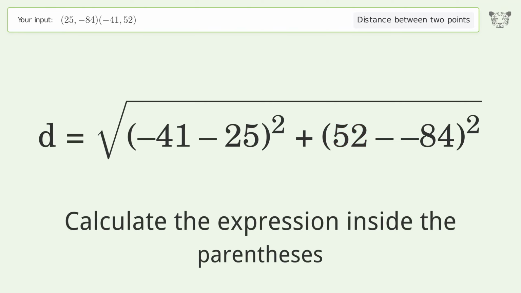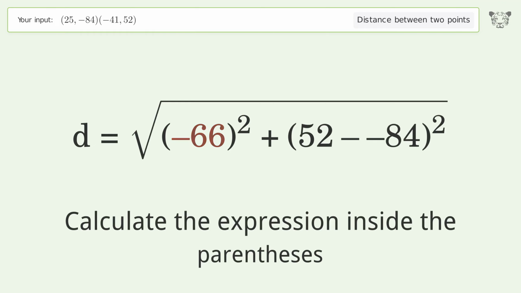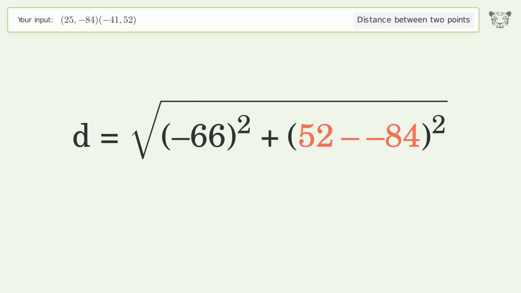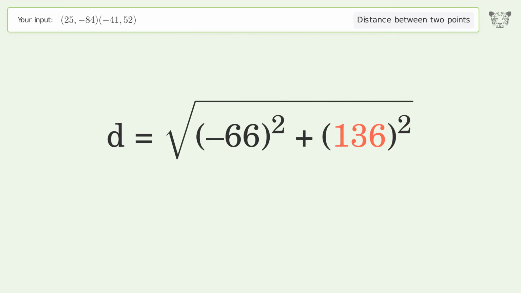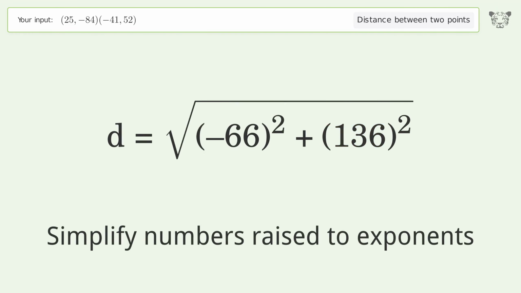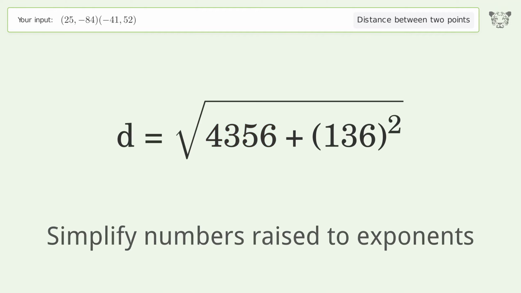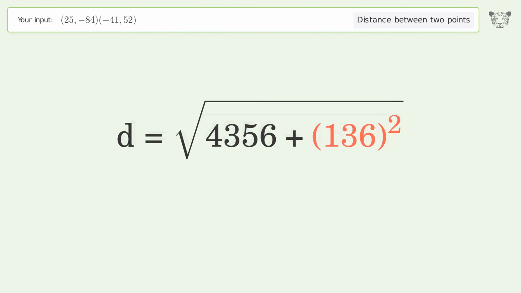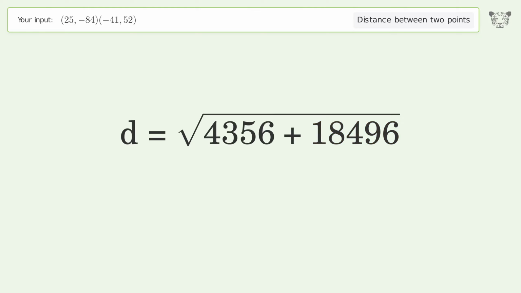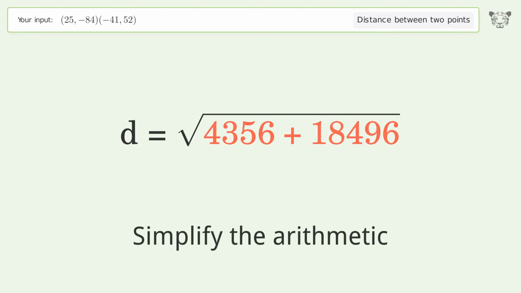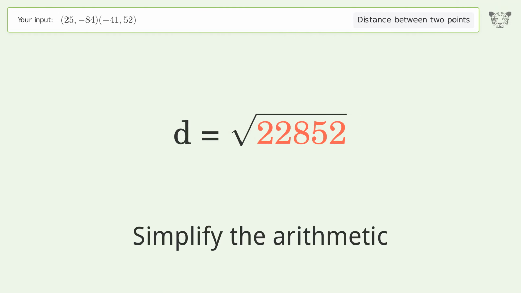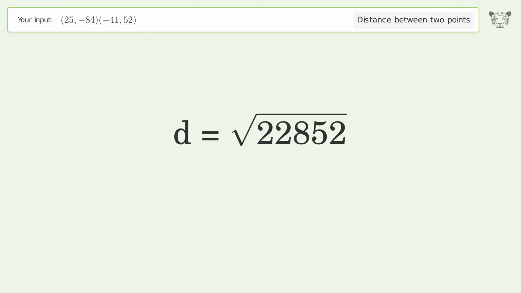Calculate the expression inside the parentheses. Simplify numbers raised to exponents. Simplify the arithmetic. And so the distance between the 2 points is the square root of 22,852 or 151.169.